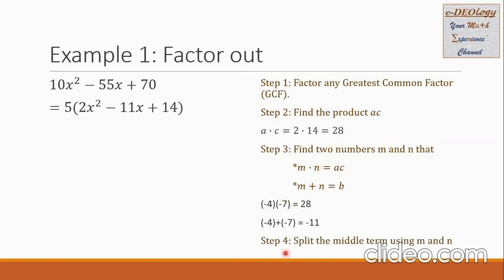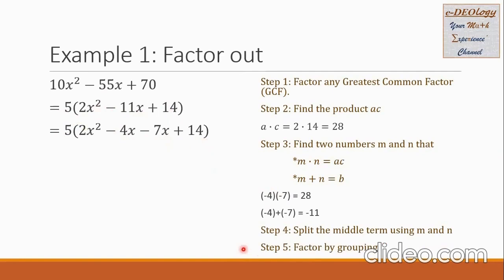So step 4, we're going to split the middle term using m and n. It means to say, we're going to rewrite this trinomial, but the middle term, we must split it using this m and n here. So as you see now, in this line, the 5 is copied. The 2x squared is copied down here. The negative 11x is now split into negative 4x and negative 7x. And then plus the constant 14.